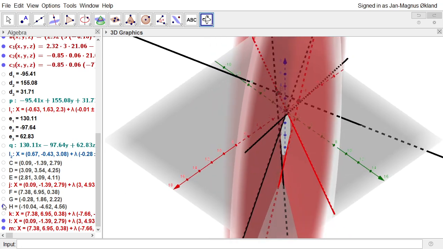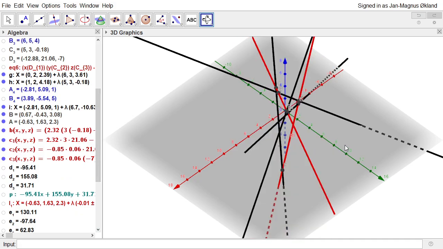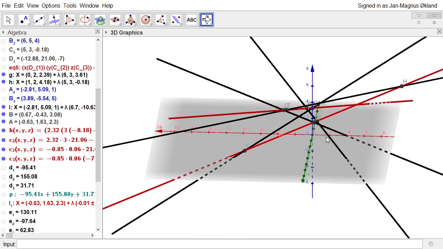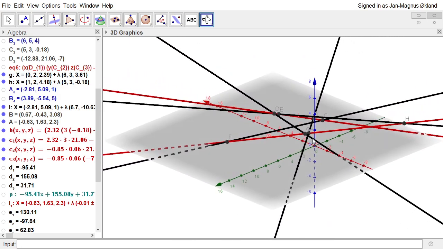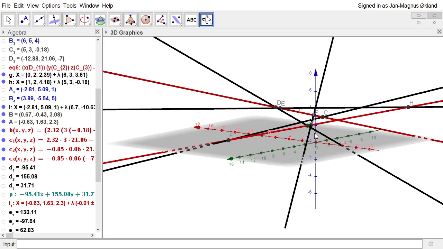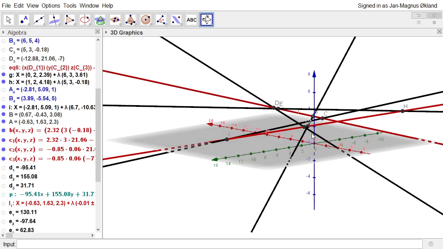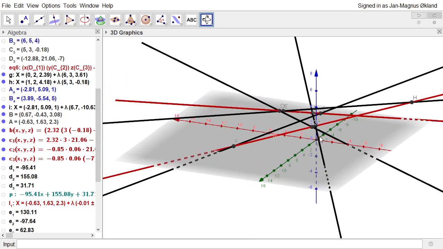Now we include all the intersection points and take away the hyperboloid, and we can check that it all fits. We have two lines meeting four given lines in space.